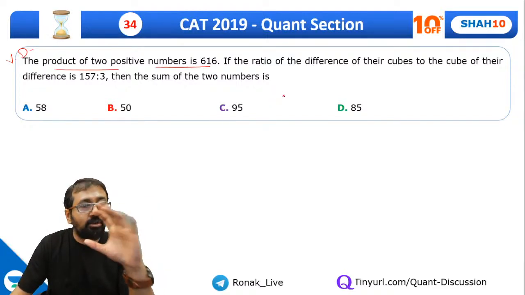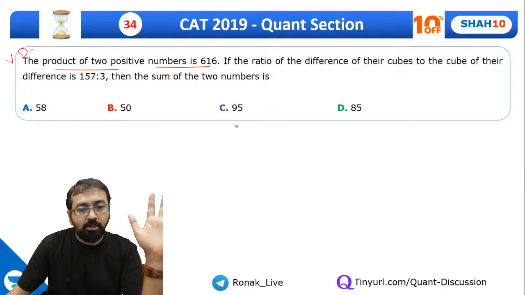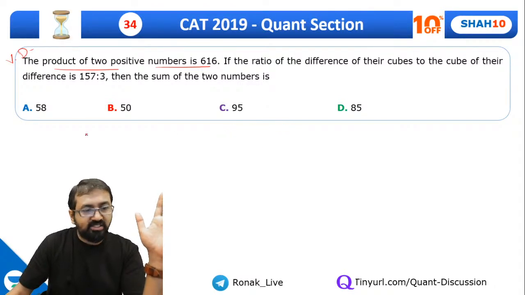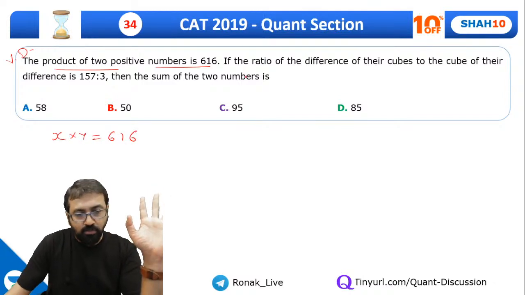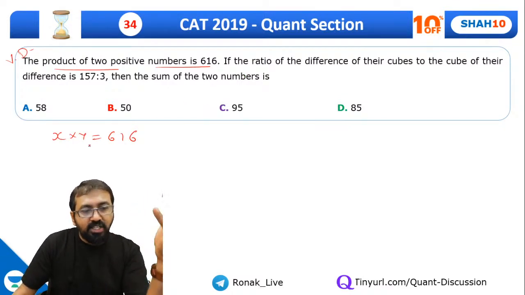Just try for that and you will figure out that you will have to go by the normal method. So two numbers are X and Y, and the product is 616. Let's write down here XY equal to 616. This is what we know. If you just want to try, you can figure out what could be the numbers.